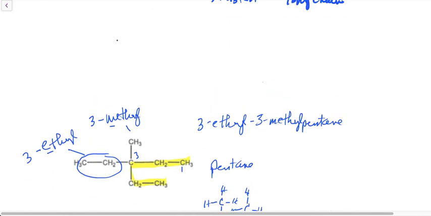Let's do the line structure for this one. I know there's some people who could use that. So right here we know we have 1, 2, 3, 4, 5 on the parent chain.